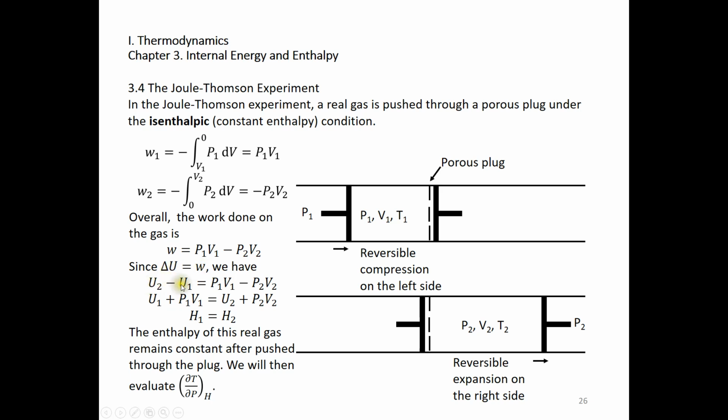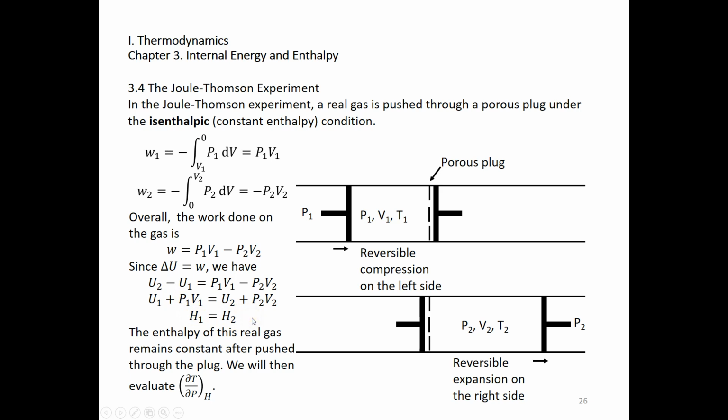Therefore, U2 minus U1, that's delta U, is equal to W. W is P1 V1 minus P2 V2. Now we rearrange this equation. We can move this minus U1 to the right hand side, minus P2 V2 on the left hand side. And now we have U1 plus P1 V1 is equal to U2 plus P2 V2. And remember the definition of H is just U plus PV. And therefore we have H1 is equal to H2. The enthalpy of the initial state is equal to the enthalpy of the final state.